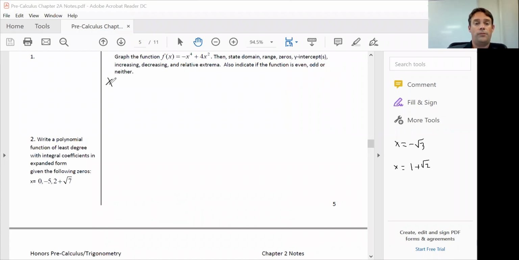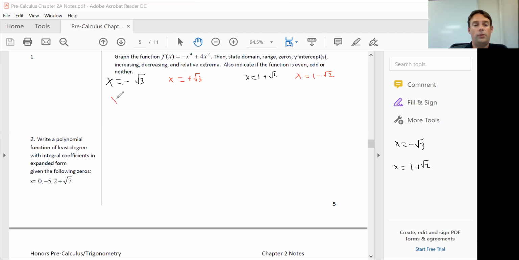All right, here we go. Sure, you guys pause the video. So I have x equals negative root 3. And I have x equals 1 plus root 2. So remembering what we know about radical roots, I know that means that x equals a positive root 3 as well. And I know that means that I also have x equals 1 minus root 2. Because if it's a radical, that means the conjugate also is a root.